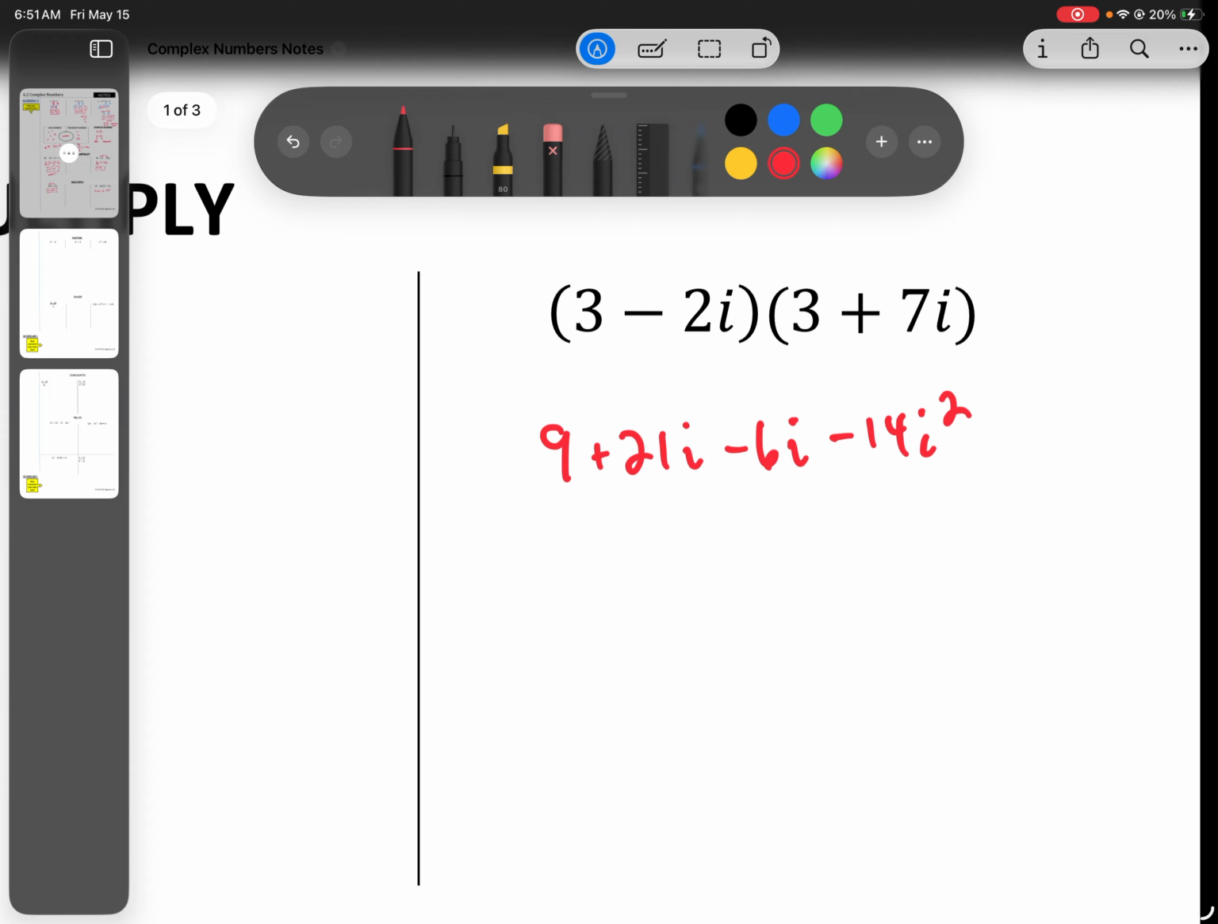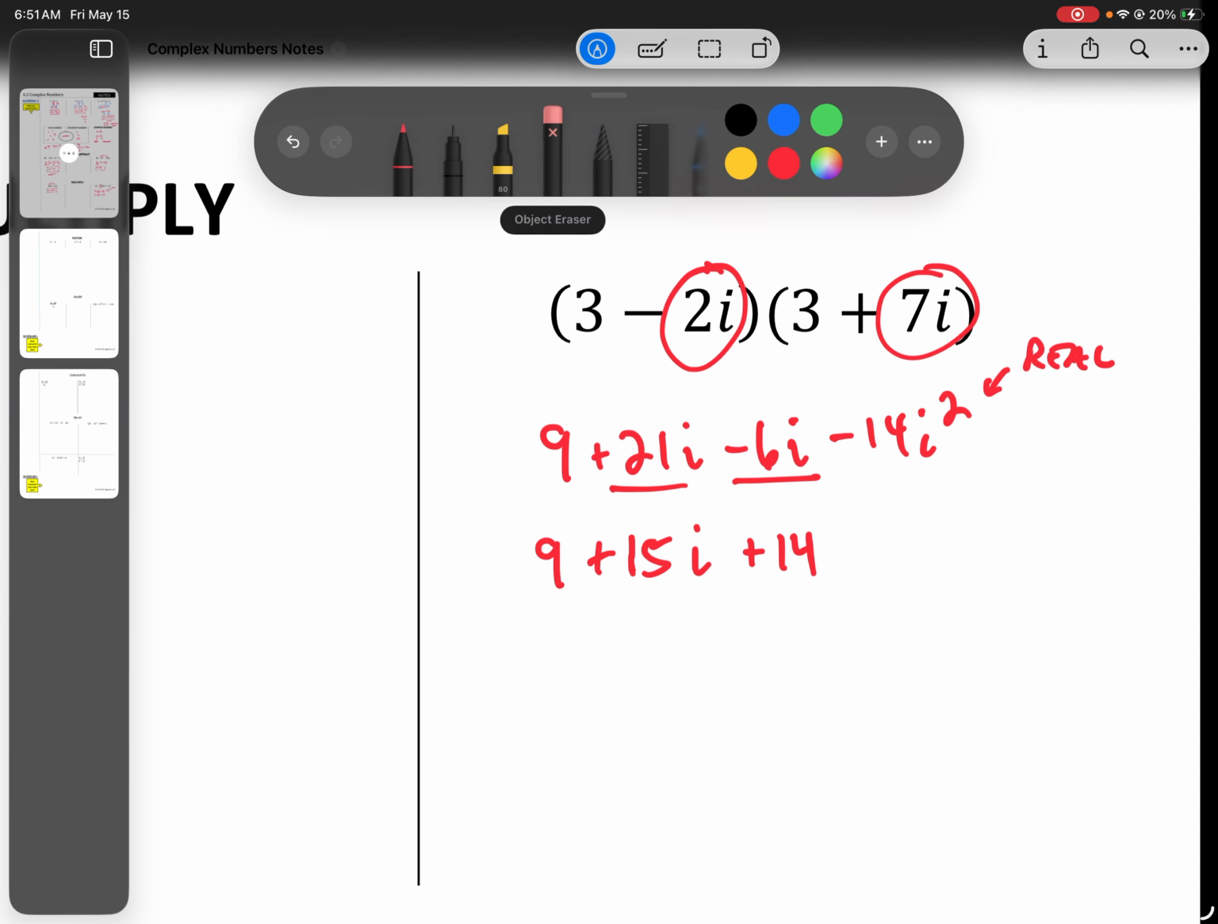So in here, this is the interesting part when we simplify this. We get 9. That's our real part. Now we can combine these imaginary parts. 21 minus 6 is 15i. But then minus 14i squared becomes plus 14. This is a real number, and it came from multiplying two imaginary numbers. Whoops, I should probably circle the sign as well. I multiplied these two imaginary numbers together, and I got a real number. So imaginaries are not closed under multiplication.